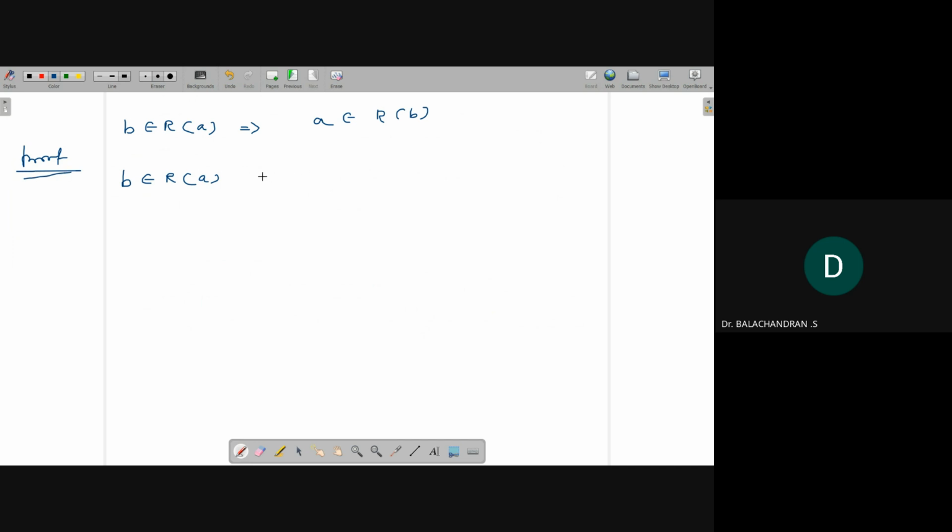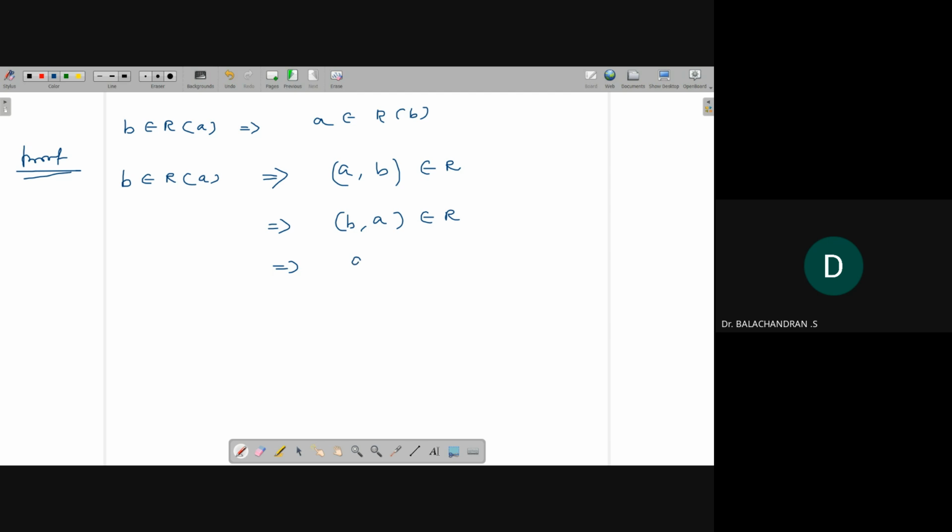B belongs to R of A implies, so A comma B is an element of what? R, by definition. So this implies, we know that R is an equivalence relation. So R is symmetric. This implies B comma A is in where? R. So B comma A is in R.